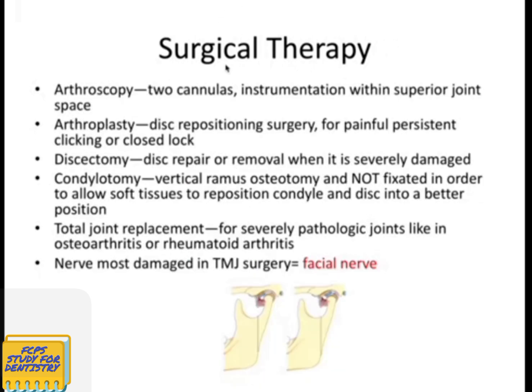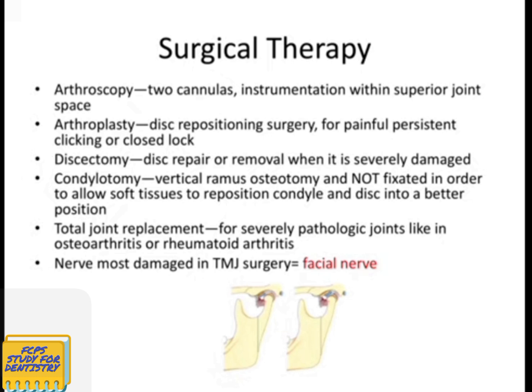How about some surgical therapy? So you have arthroscopy, which involves 2 cannulas and instrumentation within that superior joint space. So again, we're puncturing that capsular ligament. Arthroplasty is disc repositioning surgery. So this is for painful, persistent clicking or a closed lock when you don't have reduction of the joint.